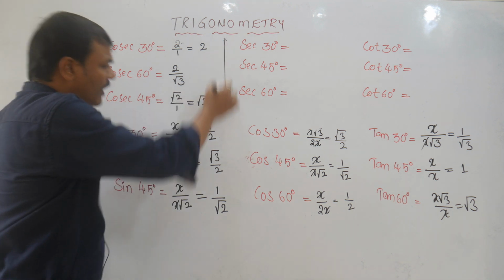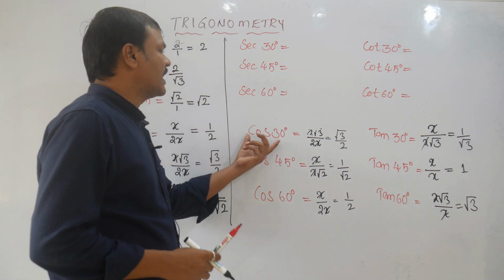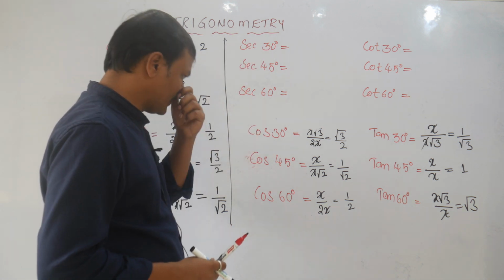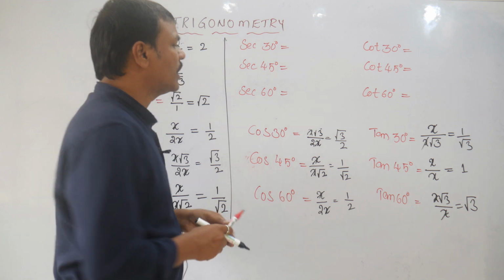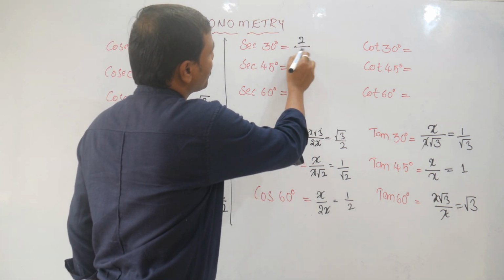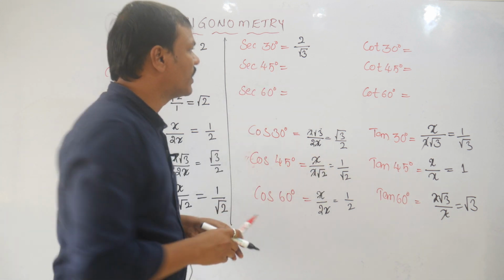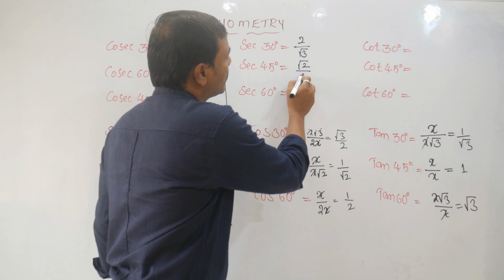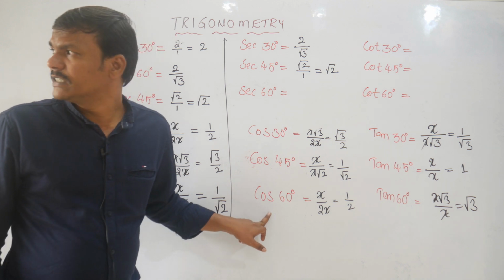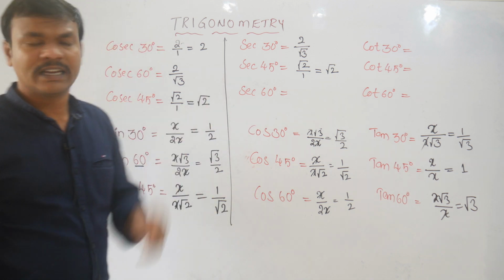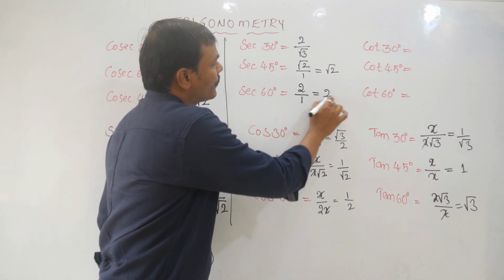So try to write the reciprocals of sin, cos and tan. So now cos 30. Reciprocal of cos 30 is sec 30. Cos 30 is root 3 by 2, reciprocal is 2 by root 3. After that cos 45, reciprocal is sec 45. That is 1 by root 2, reciprocal is root 2 by 1, which is nothing but root 2. After that cos 60, reciprocal is sec 60. Cos 60 is 1 by 2, reciprocal is 2 by 1, 2.